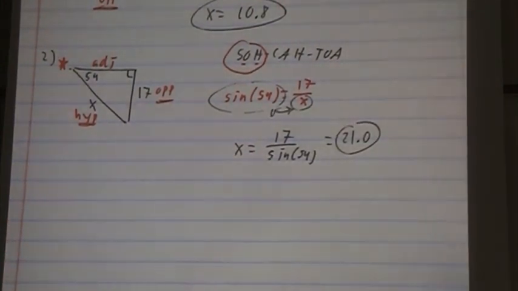So these problems are about solving for a missing side. Tomorrow we're going to get into solving for a missing angle. But again, today this is where we're at. And I'm going to do a few examples.